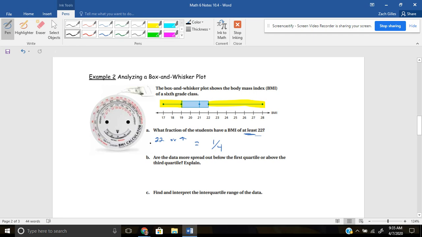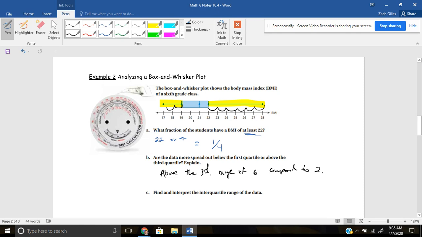Well, just from looking at this, you can tell that it's more spread out above the third quartile. But if you wanted to look at numbers, you could say this goes from 22 to 28. So that's a range of 1, 2, 3, 4, 5, 6. Whereas below is only a range of 1, 2. So that would be above the third quartile. And that would be because it has a range of 6 compared to 2 in the first quartile.